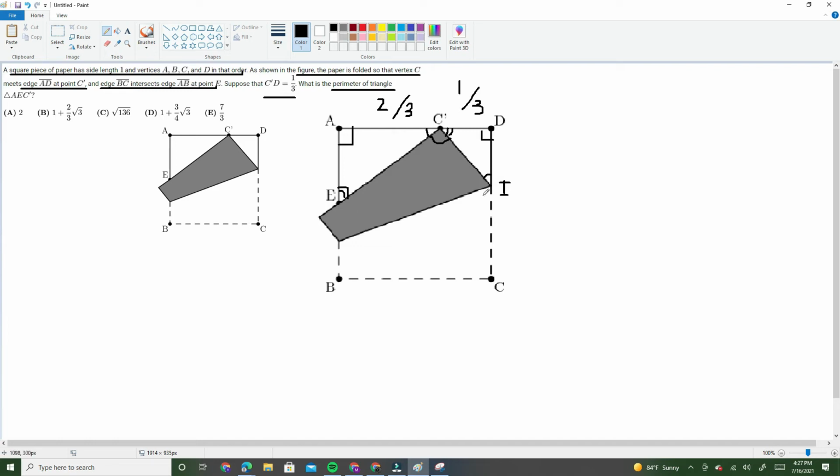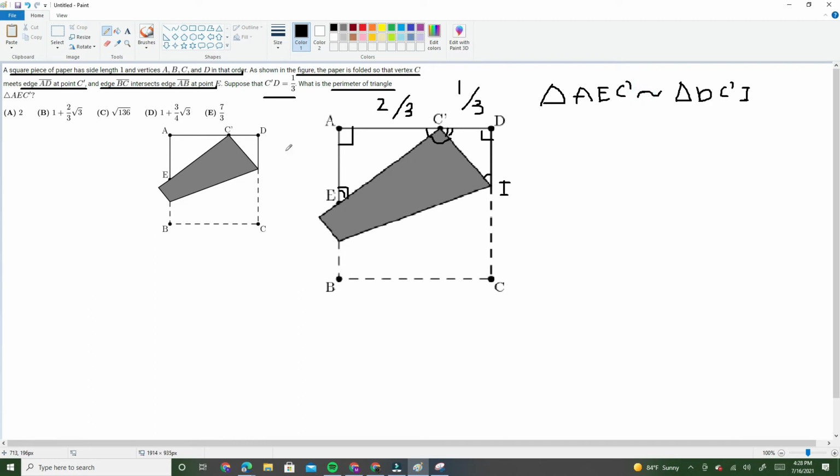So right now we have two triangles, triangle AEC' and triangle DC'I. And we see that they have all three angles in common. So since all three angles are the same in these two triangles, we can easily say that these two triangles are similar to one another.